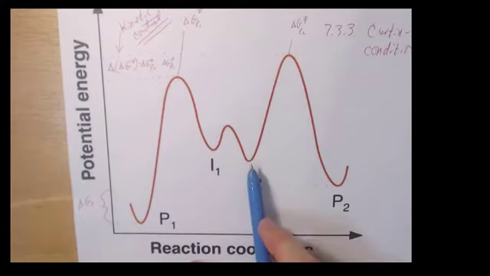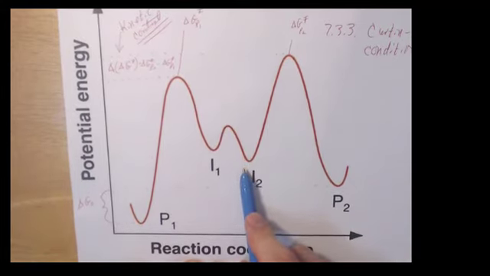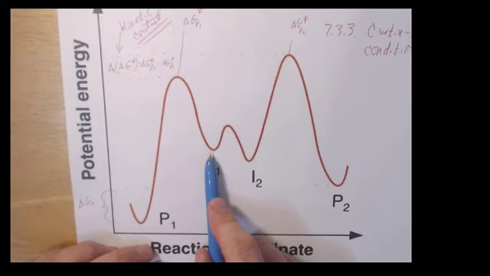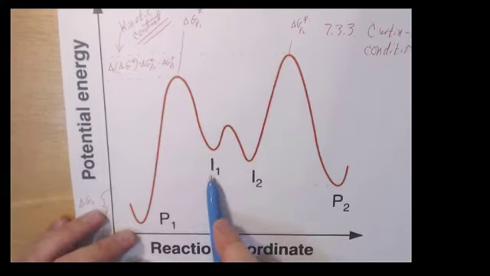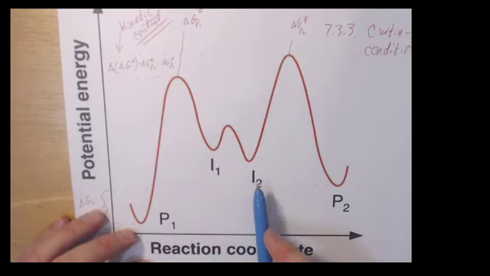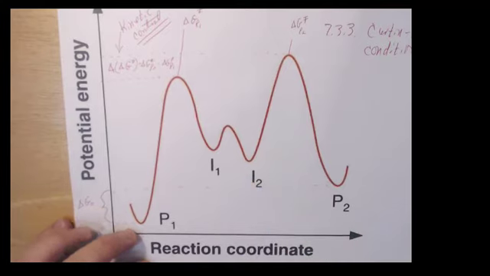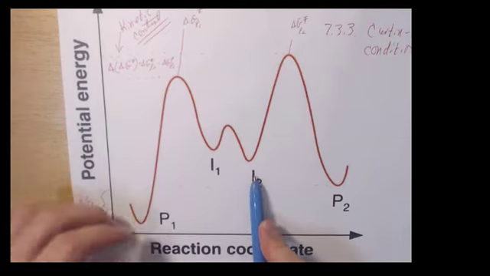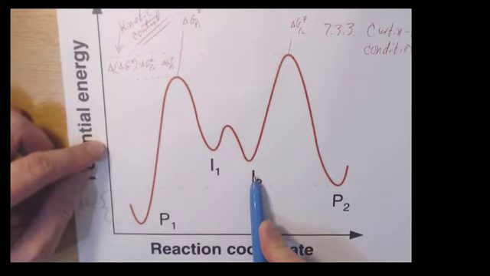You see, we might be able to observe intermediate 2 because it's lower in energy. We might not be able to observe intermediate 1 in the reaction, or we might be able to see both of them in the reactant. But we would see more of intermediate 2 than intermediate 1 because intermediate 2 has a lower energy. And so there would be an equilibrium between those.